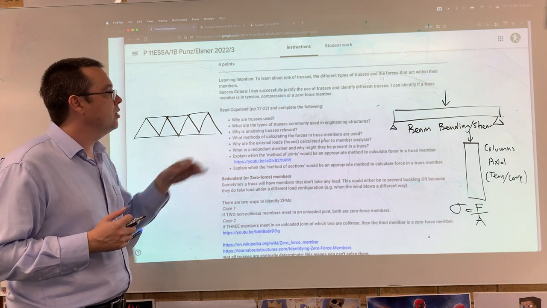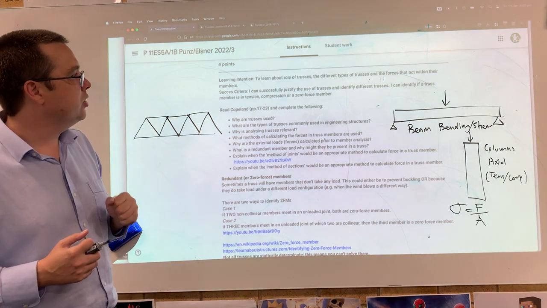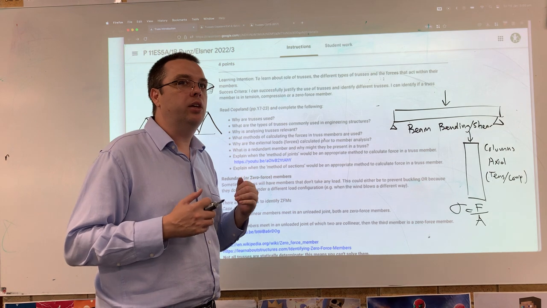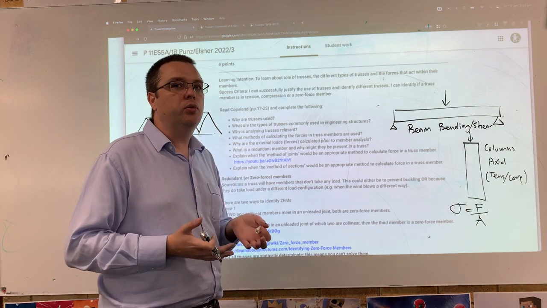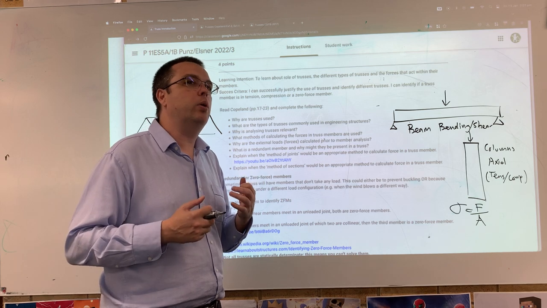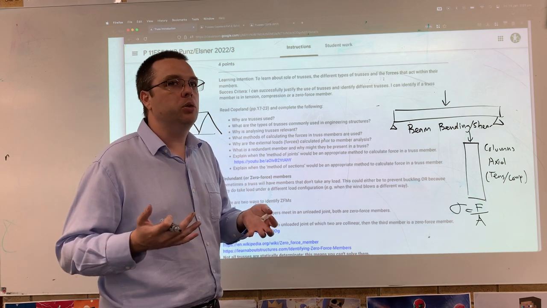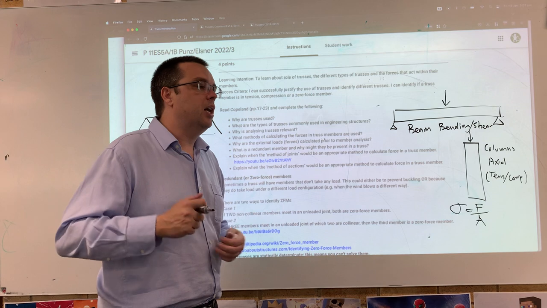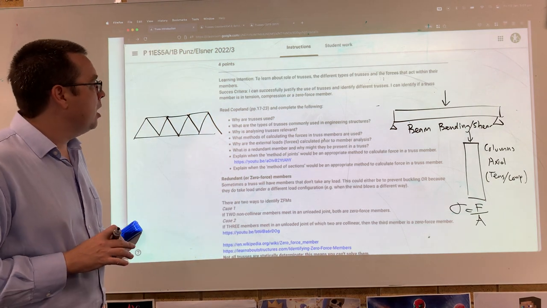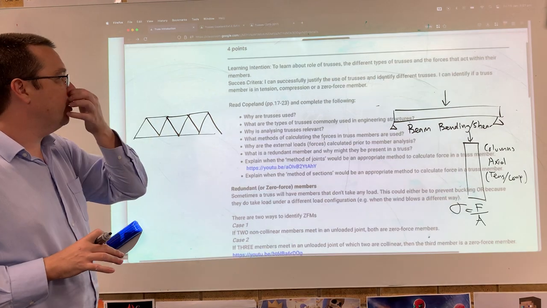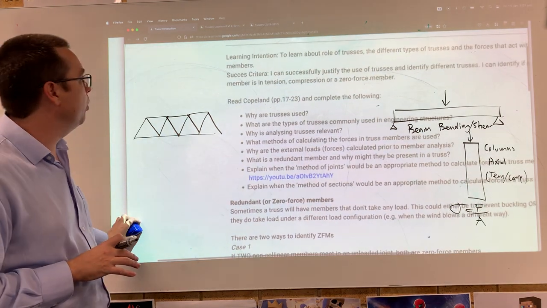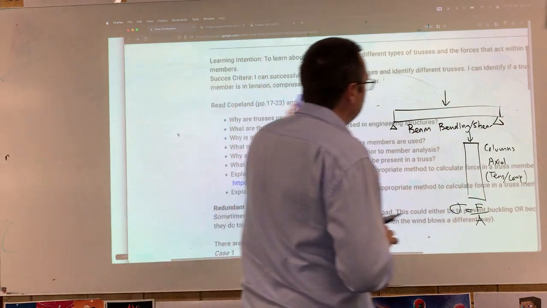Why do we use trusses? The answer, why do we use trusses? We use trusses because they eliminate bending and they're more efficient. Because we're dealing with axial forces, we can get away with using less material. Less material reduces the cost, allows us to build more trusses. So they're the two reasons that we're gonna focus on. Okay, so we're dealing with axial forces.